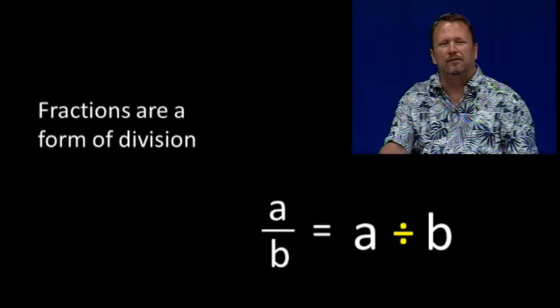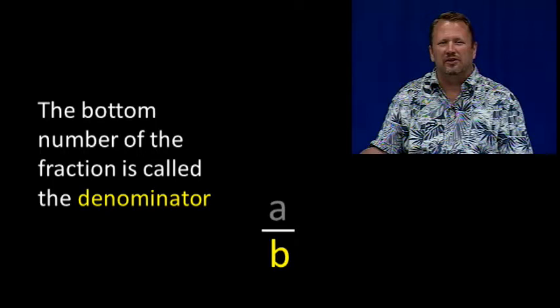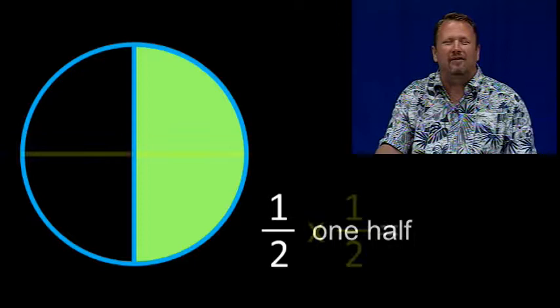It is important to remember the top number of the fraction is called the numerator. And the bottom number of the fraction is called the denominator. Here's my fraction, 1/2. 1/2 times 1/2 is equal to 1/4.